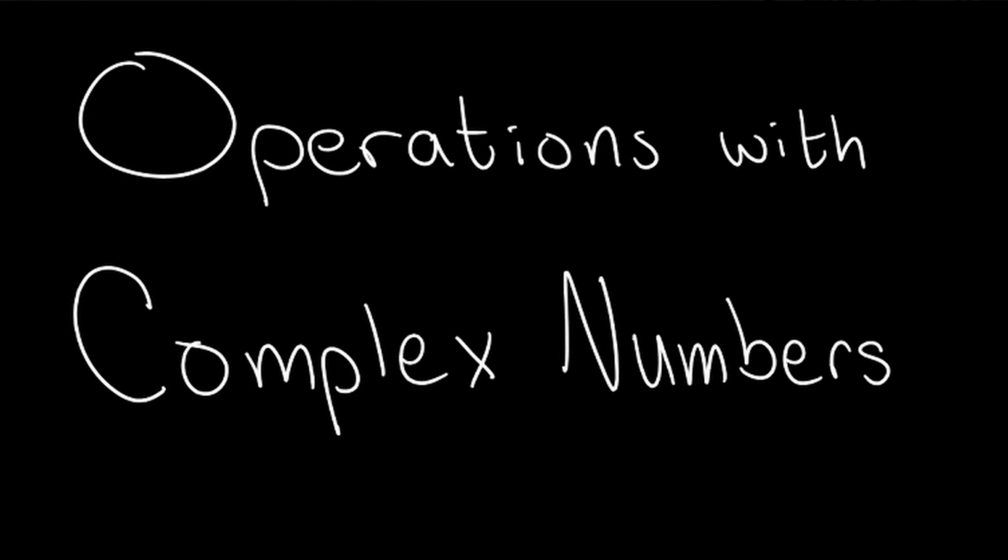Operations with complex numbers. Let's start with the imaginary number i. i is equal to the square root of -1. So if we square i, i squared is going to be the square root of -1 squared. So i squared is equal to -1.